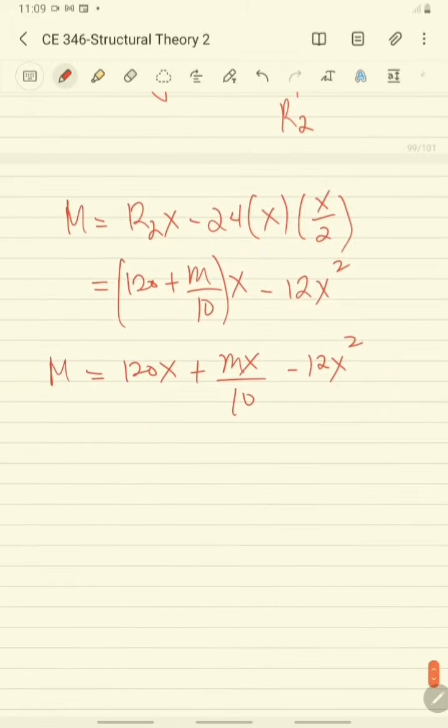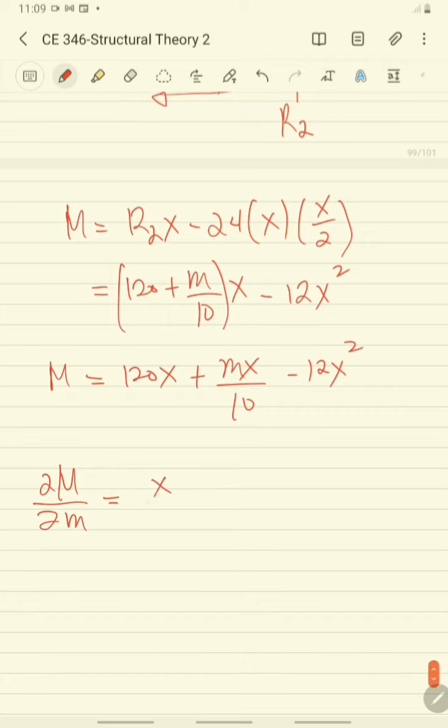And for the partial derivative of the moment divided by the partial derivative of the couple moment, it is equal to x over 10.